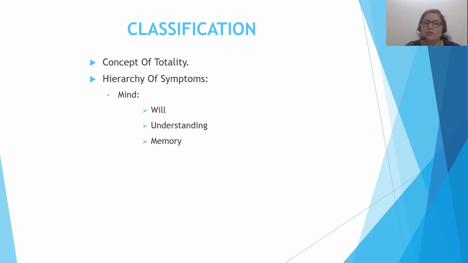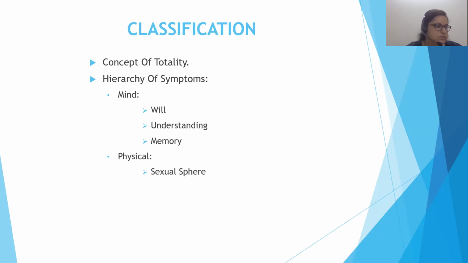Ken. In it, again, the will, the understanding, and the memory. And then we move further to the physical symptoms, which get the next preference in Dr. Kent's philosophy also. So among the physical symptoms, the first one which comes is the sexual sphere. Now this sexual sphere includes the menstrual symptoms also.